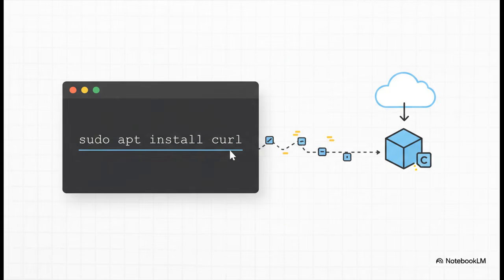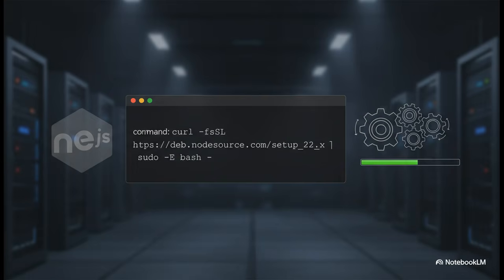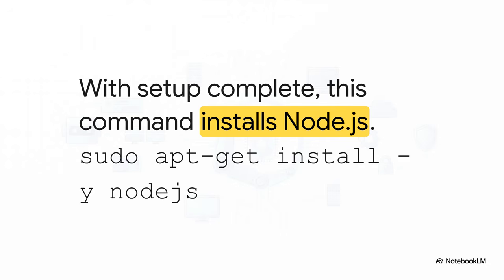Okay, so you're logged into your new Ubuntu machine, you've got the terminal open. First things first, we need to install a tiny tool called curl. All this does is let us download stuff from the command line. Super simple. Now that we have curl, we're going to use it to tell our system where to find Node.js. That's the programming environment that Clawdbot runs in. Just copy this whole line, paste it in, and hit enter. And finally, with the system pointed in the right direction, this last little command installs Node.js itself. And just like that, the foundation is laid.